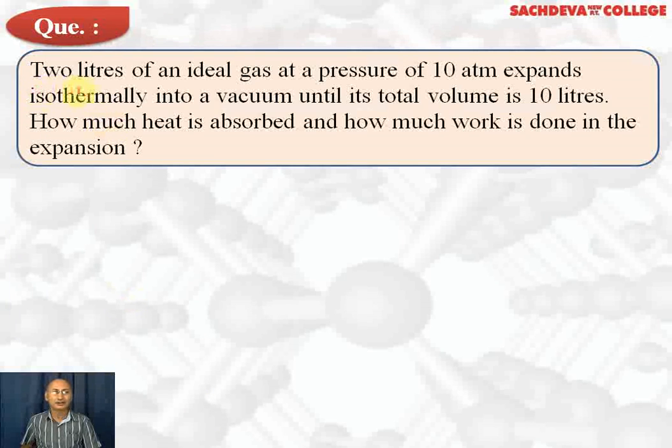Next question, we are taking 2 liters of an ideal gas at a pressure of 10 atmosphere that expands isothermally. Isothermally means temperature is constant, into vacuum. Vacuum means pressure is 0, until its total volume is 10 liters. How much heat is absorbed and how much work is done in the expansion?